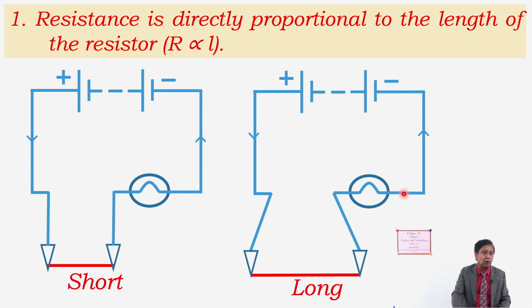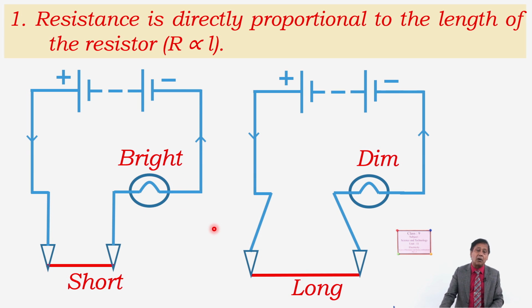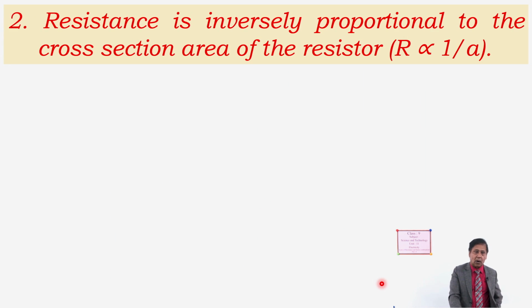Now what is observed? When a short resistor is connected, then the glow of the bulb is found to be bright. But when a long resistor is connected, then the bulb is found to be dim. This way we can decide that resistance increases with the increase of the length of the resistor. Okay. Now let's talk about the second one.